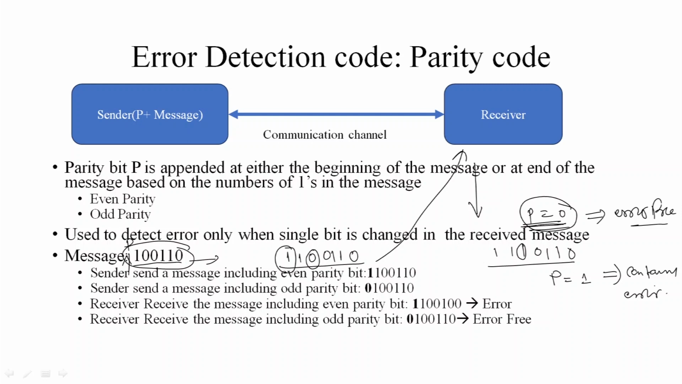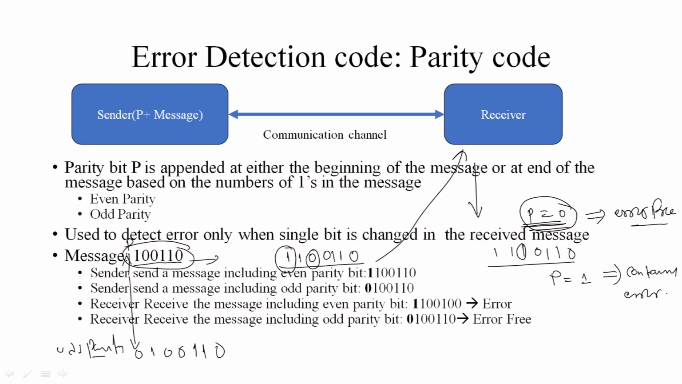Similarly, in case of odd parity, suppose this message is sent by a sender, and the sender includes an odd parity bit, checking whether the number of ones is even or odd. When the number of ones is odd, what is the value of the odd parity bit? The number of ones in this message is odd, so the odd parity value is 0. The message including the parity bit is 0 1 0 0 1 1 0.